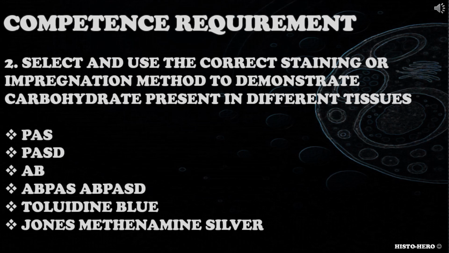The second competence requirement is for you to select and use the correct staining or impregnation method to demonstrate carbohydrate present in different tissues. What staining methods do you use to demonstrate carbohydrates in your laboratory? How would you perform them? Consider the stains highlighted in the indicative repertoire and stains used in your department.